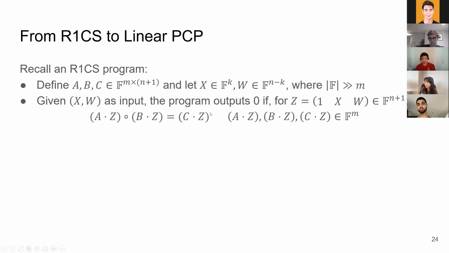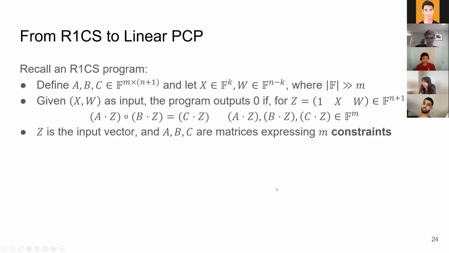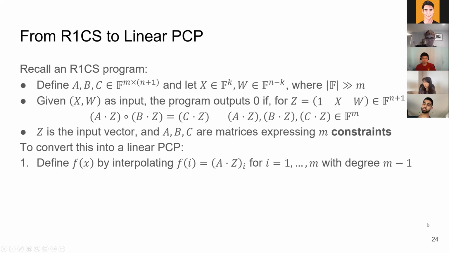We wanted this evaluation of the expression A matrix multiplication Z, element-wise multiplication with B matrix multiplication Z equals C matrix multiplication Z, where all 3 of these terms, AZ, BZ, and CZ, are vectors of size M. M, again, being the number of constraints in our R1CS program. So Z being the input vector, these are the matrices, and there are M constraints. To turn this into a linear PCP, what do we do?